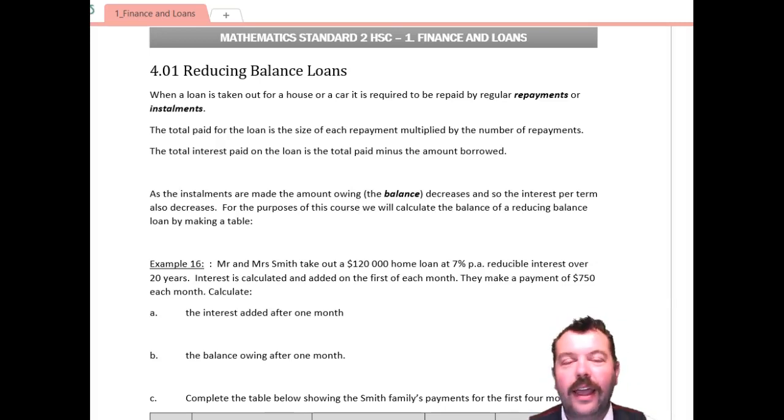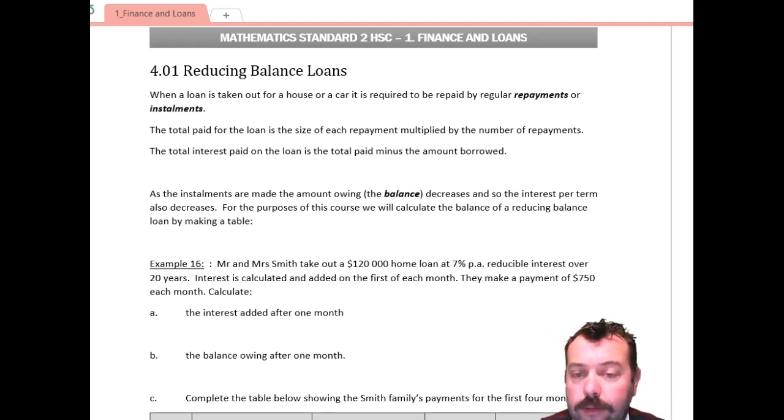Hello Year 12 and welcome here to exercise 401. We still belong to the finance and loans topic here, but we've moved from finance on to loans. We're going to begin with reducing balance loans today.